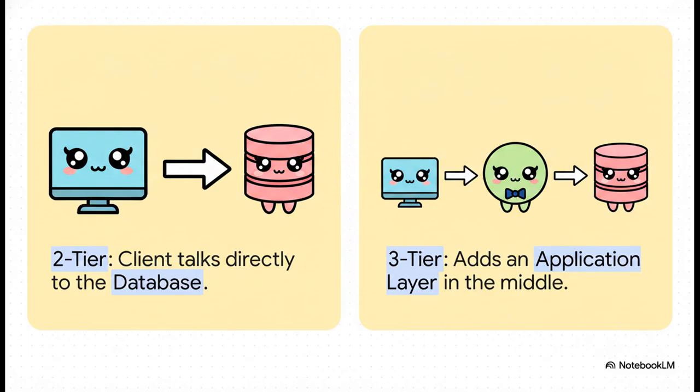Unlike the two-tier system where the client application and the database talk directly to one another, the three-tier introduces a highly specialized middleman. This is a massive structural leap forward, guys. We are inserting a completely separate application server right in between the user and the data. Why do this? Well, because as applications scale to millions of users, having clients talk directly to your database becomes incredibly insecure and easily overwhelmed. The middleman solves all of that.